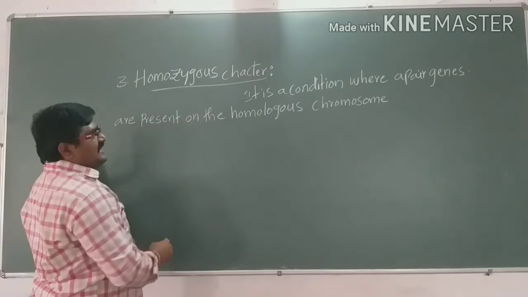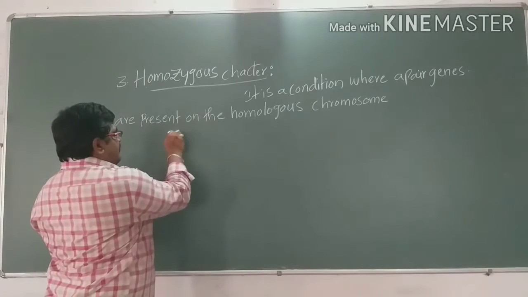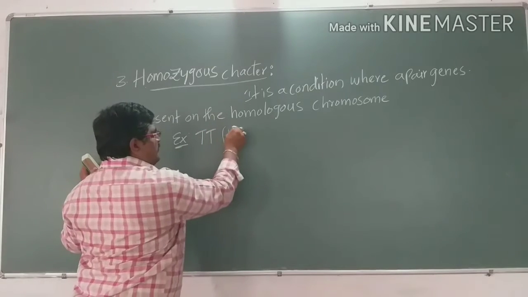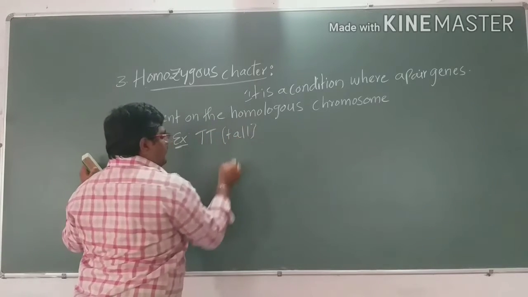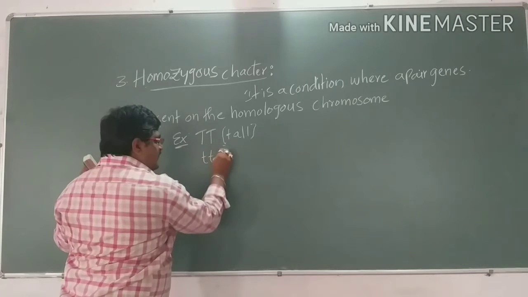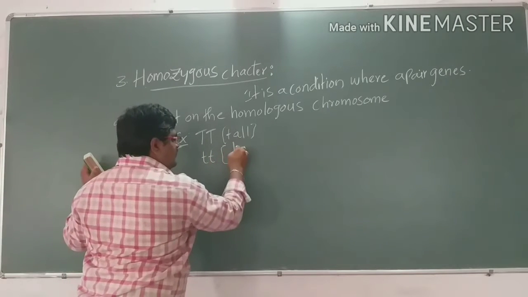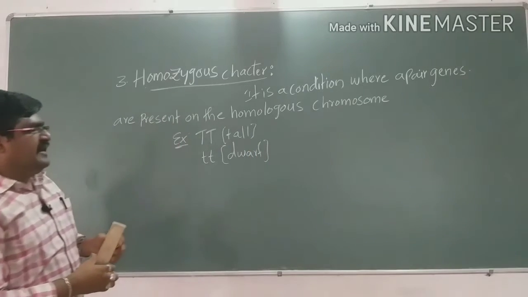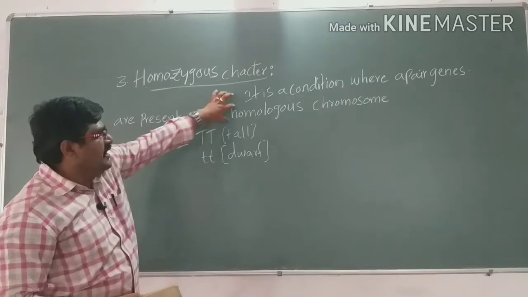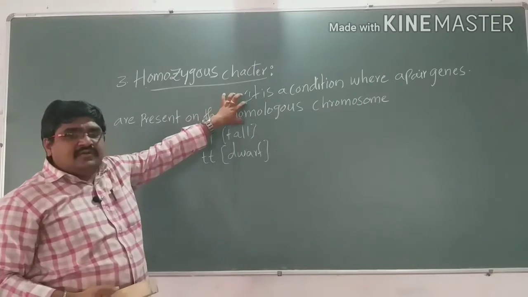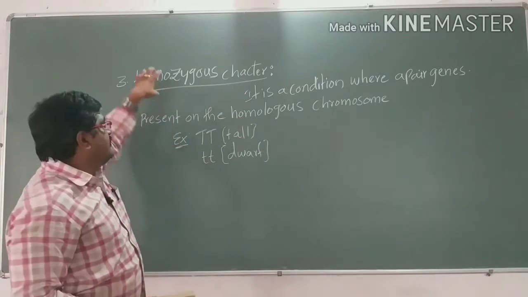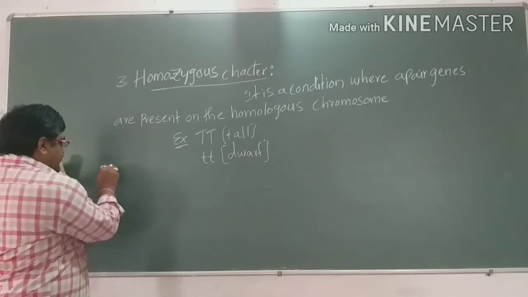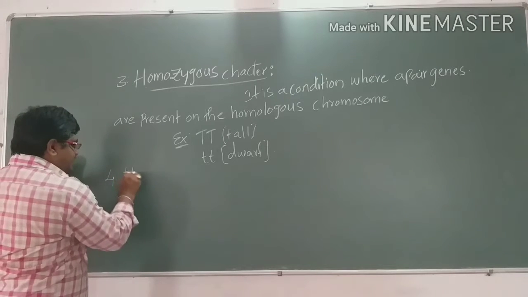homozygous condition. For example, we can take capital T, which represents the tall character, and small t, which represents the dwarfed character. So a pair of genes present on the homologous chromosome, we can call the homozygous condition. Fourth one is the heterozygous.